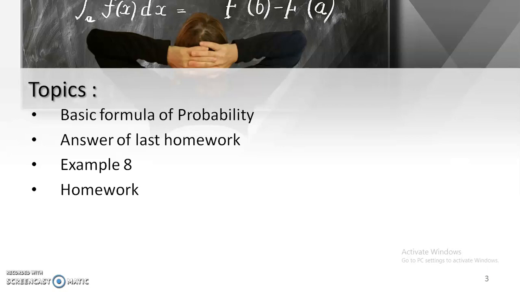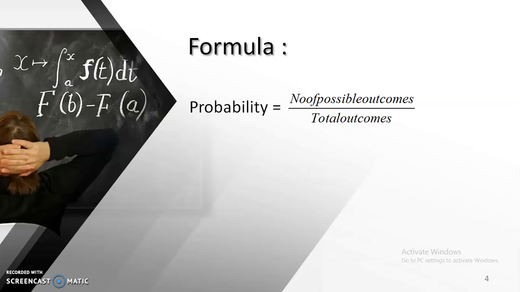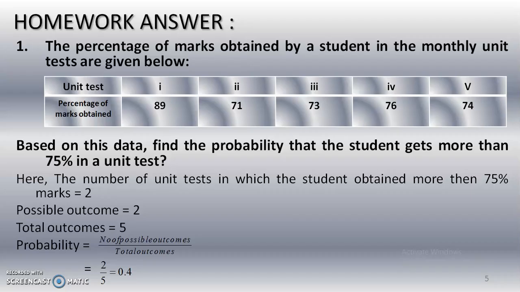So starting with the first, it's the basic formula. Probability equals the number of possible outcomes divided by total outcomes, which is already known. So go to the next.